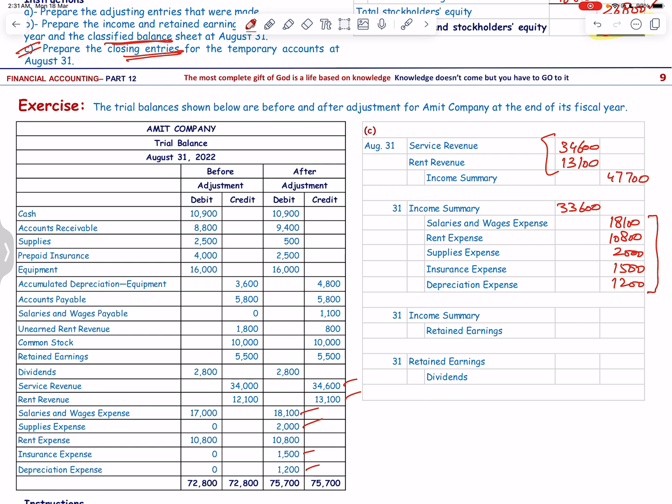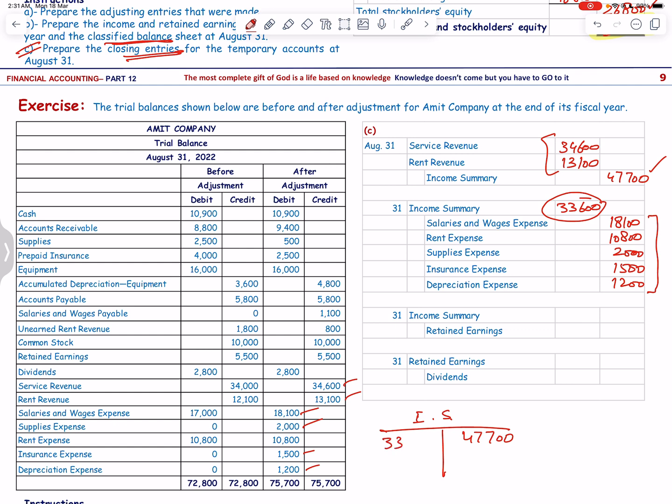Now, we have to close the income summary, and to close the income summary, if we make the income summary T account, it is credit by 47,700, and the income summary is debit by 33,600. That means that the balance is how much?